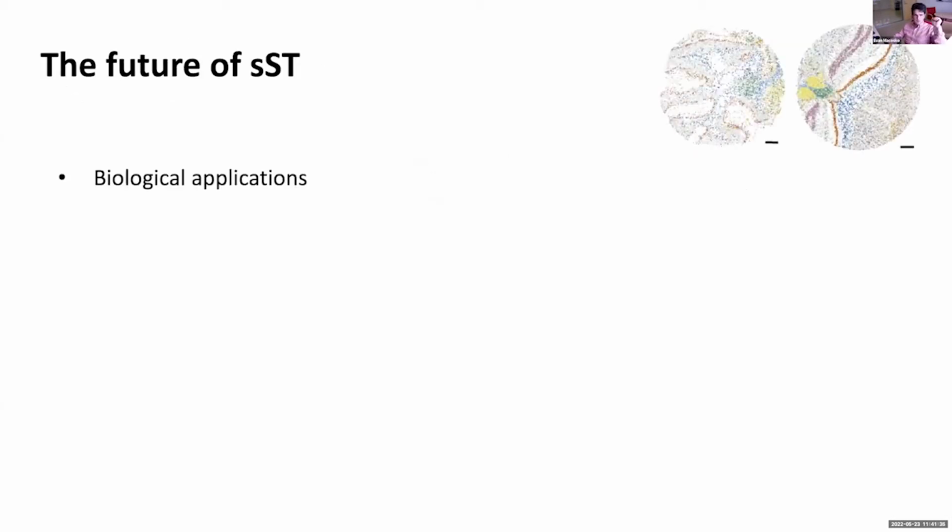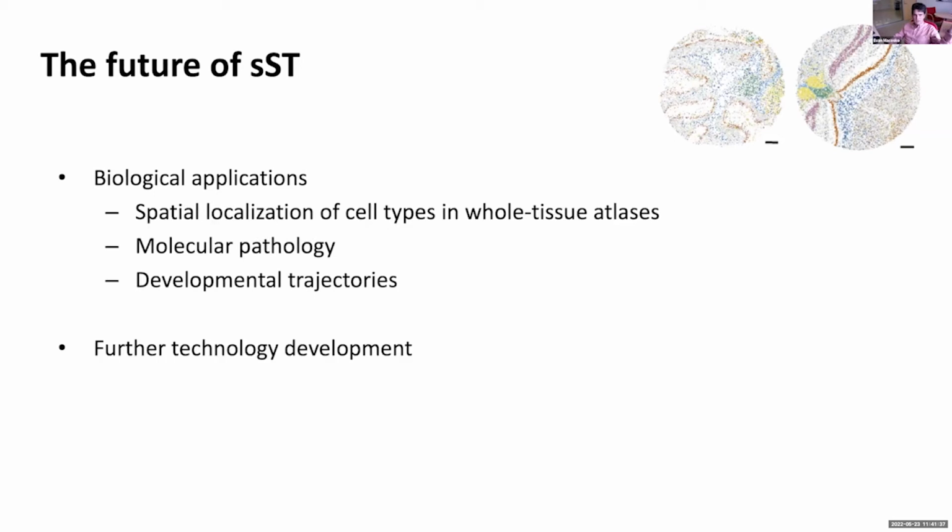So I think for the future of SST, there are a lot of really great biological applications that Faye mentioned already, developmental trajectories. I think applications to look at pathology and tissue pathology is really exciting. And also just the construction of large-scale atlases of tissue.